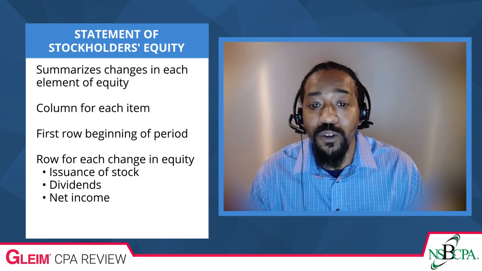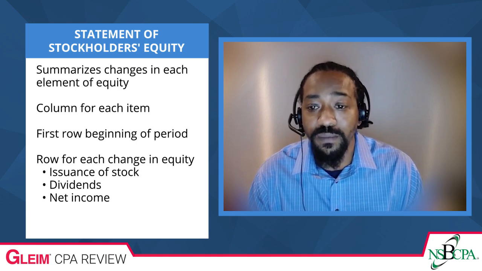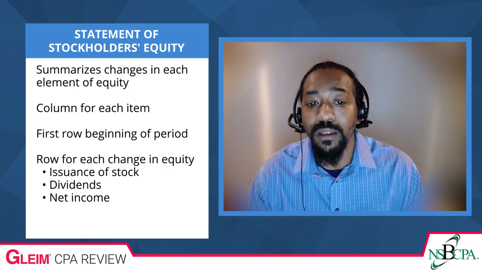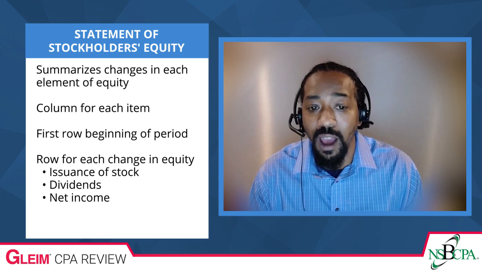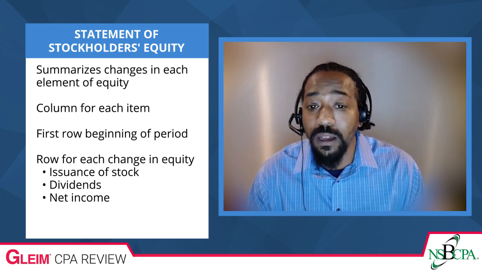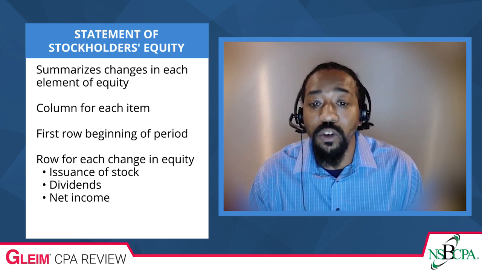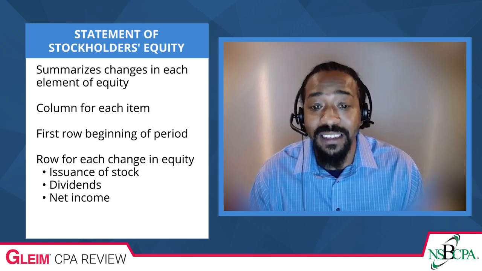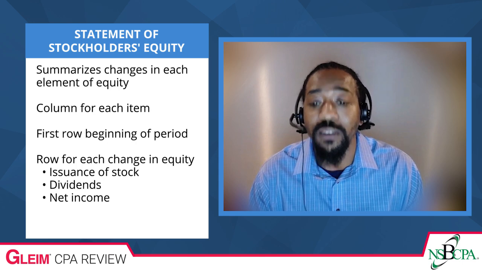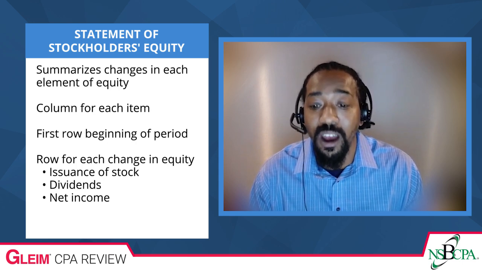Then you have a row for each change in equity. Let's say that during the year, the company issued $10,000 of common stock. The row would say issuance of common stock, and then you would see the $10,000 added in the column under common stock. If the company declared a $4,000 dividend, you would see a row labeled as dividends and find the corresponding $4,000 reduction under the retained earnings column.